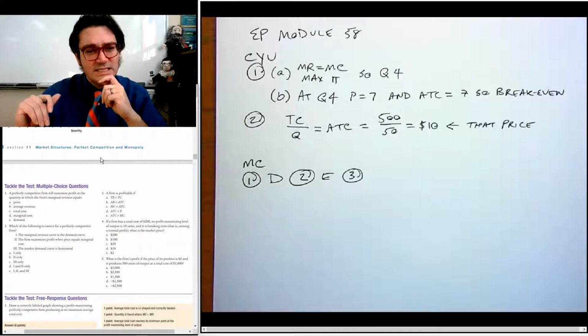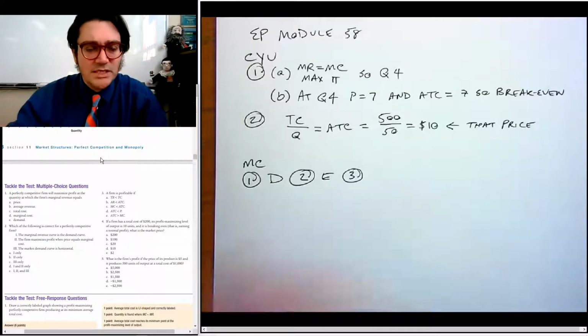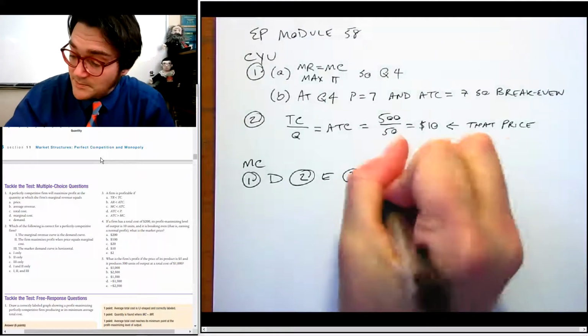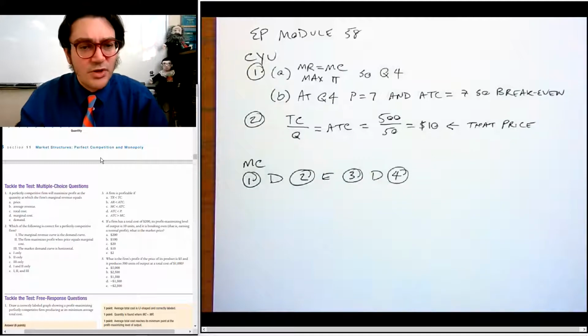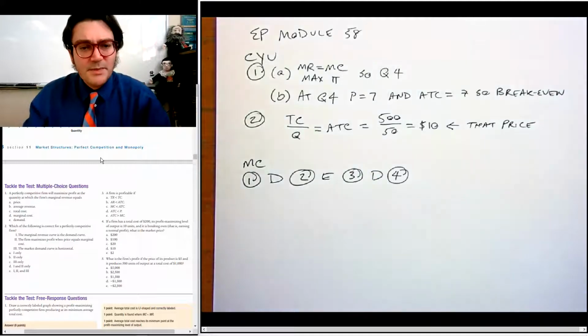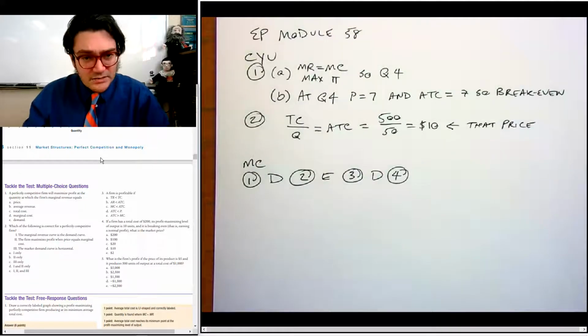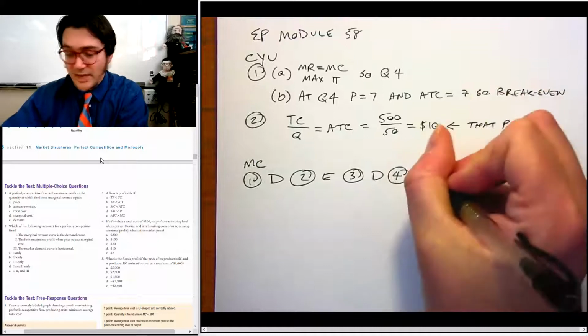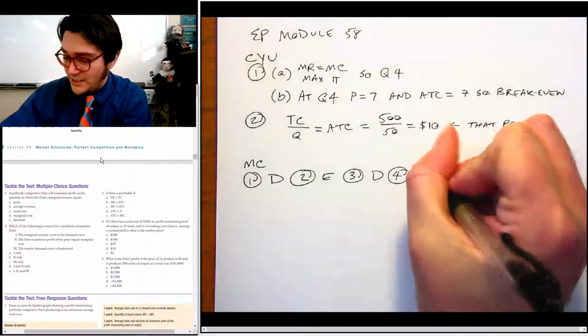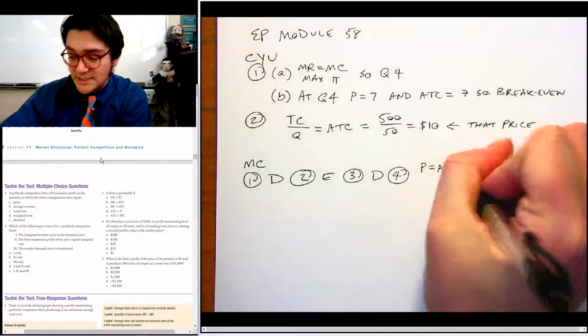And then the other one is ATC and marginal cost, and comparing those doesn't tell you whether the firm's profitable. So D. Number 4. If a firm has a total cost of 200, its profit maximizing level of output is 10, and it's breaking even, that is earning a normal profit, what's the price? So we know that in that circumstance, breaking even means price equals ATC.